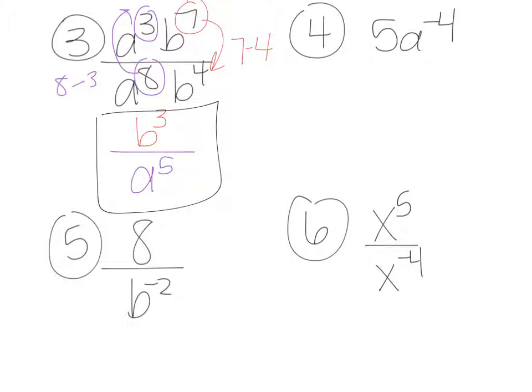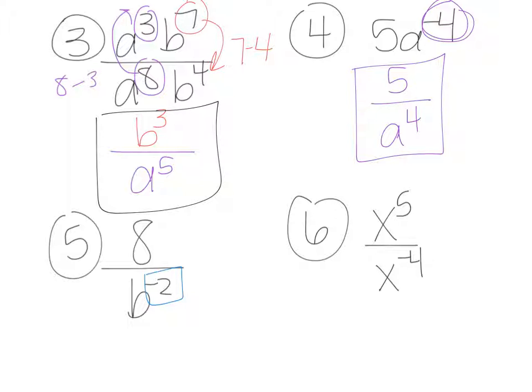Looking at number 4, we have a negative exponent. Only the thing with the negative exponent needs to move, so we're going to move that down and it becomes a to the 4th power. Similarly, in number 5, we have a negative exponent. The thing with the negative exponent has to move, and since it's on the bottom, it's going to move up. So it's going to be 8b to the 2nd power. That's all you have to do with problems like that.